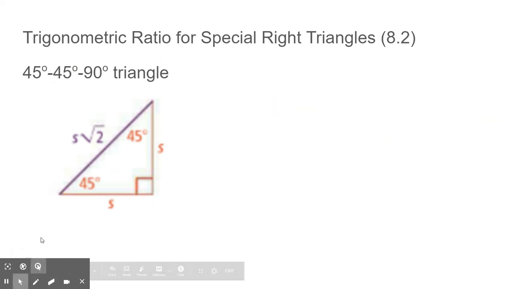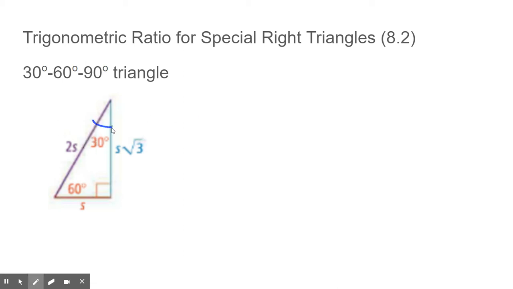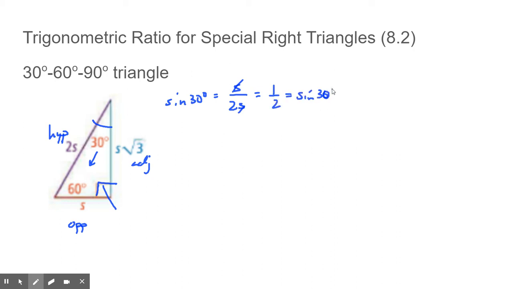So now let's do the same thing with the 30, 60, 90. Now again, the 30, 60, 90 is a step up because there are two angles. Okay, so for the 30-degree angle, opposite side is S. Hypotenuse is 2S. And then the adjacent side is S square root of 3. So to find the sine of 30 degrees, I need the opposite S over the hypotenuse 2S. Well, the S's cancel. That is 1/2. So that is equal to the sine of 30 degrees.